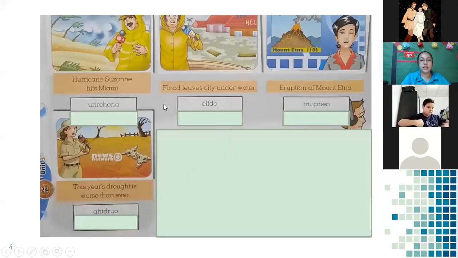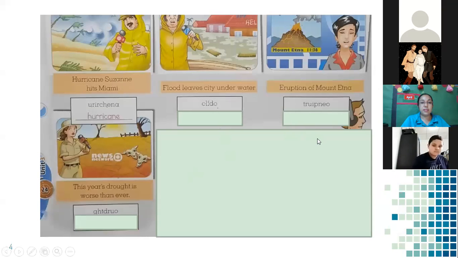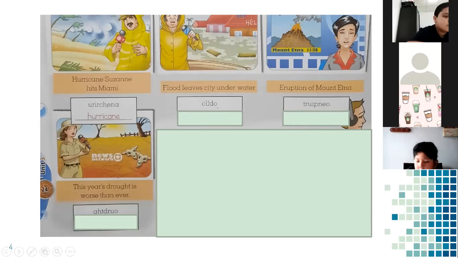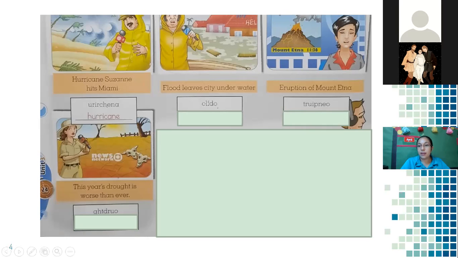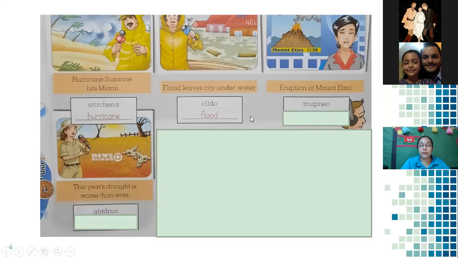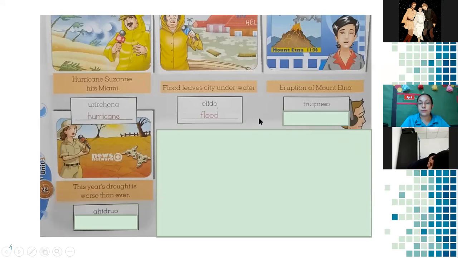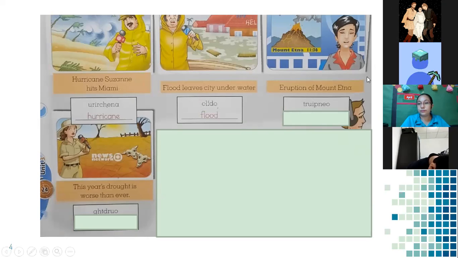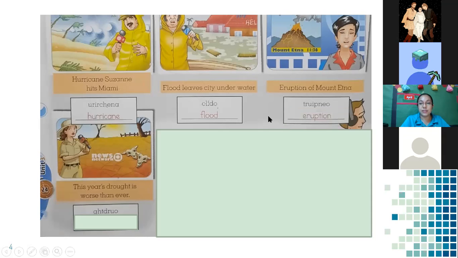Hurricane. Excellent. Thank you. This one is hurricane: H-U-R-R-I-C-A-N-E, hurricane. Let's see, next participant. Adriana Barahona, next one. Flood. F-L-O-O-D, flood. Marcos? Yes, I hear you. Eruption. E-R-U-P-T-I-O-N. Excellent. Eruption. So this one is the correct spelling.